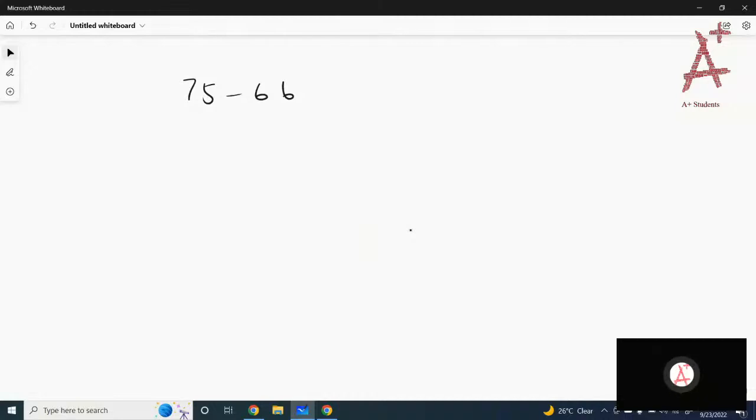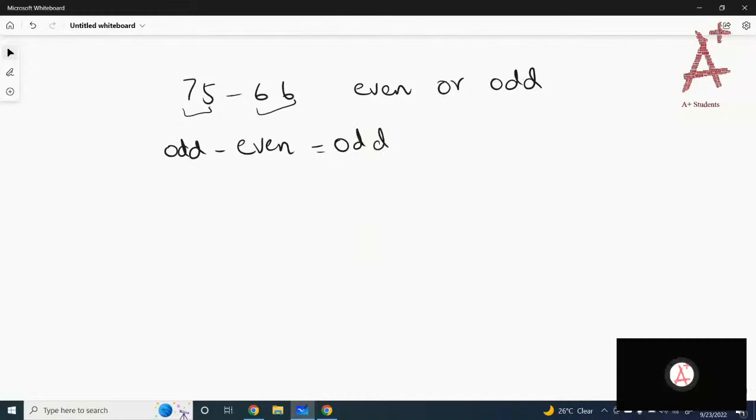Okay, so 75 minus 66. What about 75? Is it even or odd? 75 is an odd number. And what about 66? Is 66 even or odd? 66 is even. So when you subtract an even number out of the odd, the answer must be odd. Got it? You can check by subtracting. 75 subtract 66 is 9. So 9 is an odd number. Got it? Move on to next one.